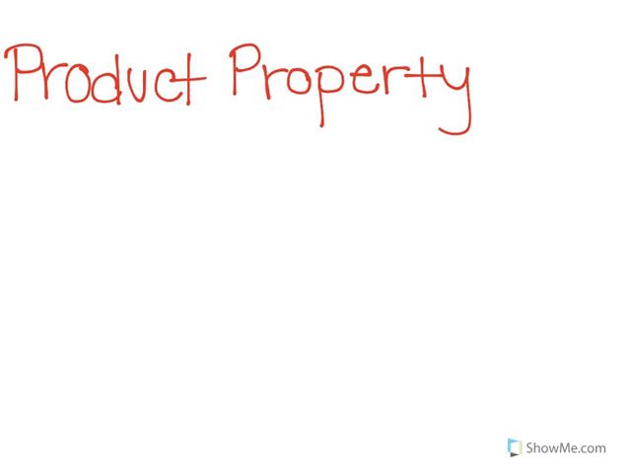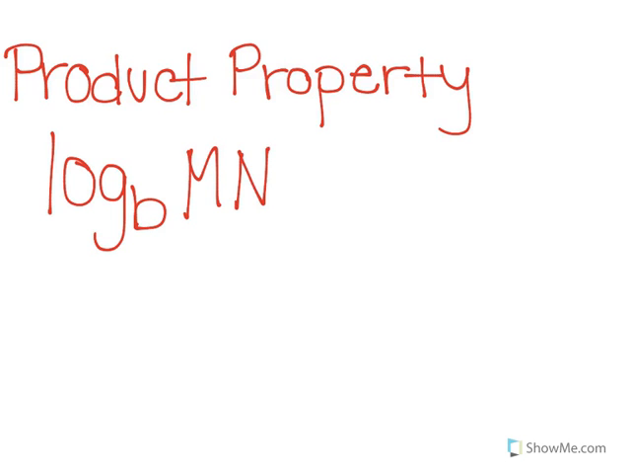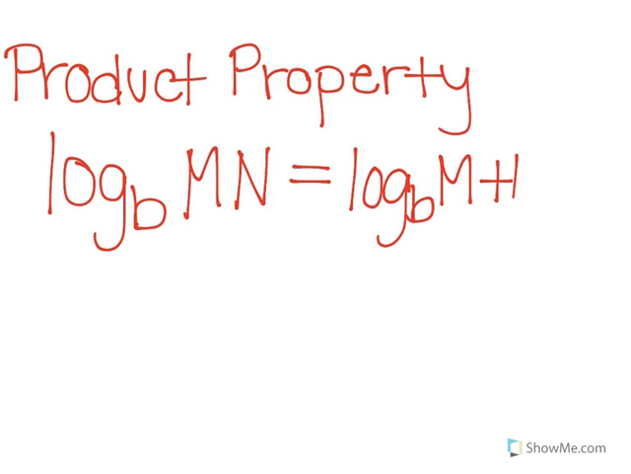The first log property we're going to work with is the product property. This is written log base b of m times n. Now, this is the condensed version, so if this was given to you, we then expand this by writing log base b of m plus log base b of n.